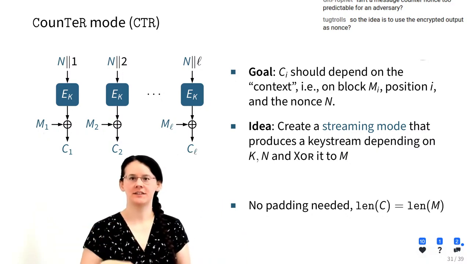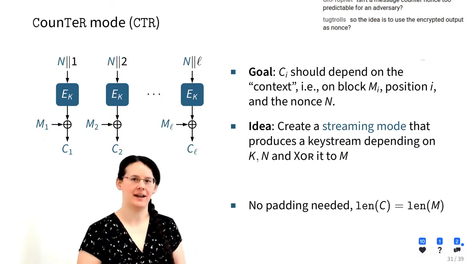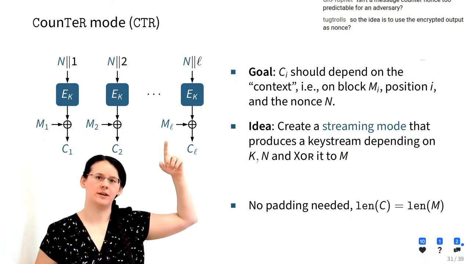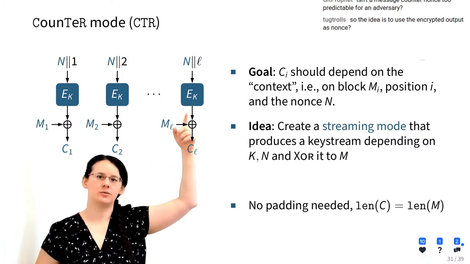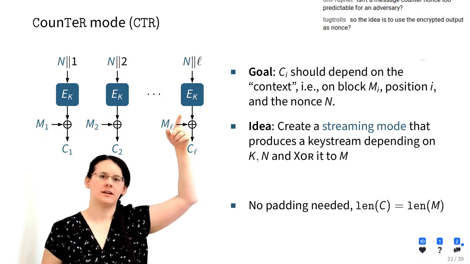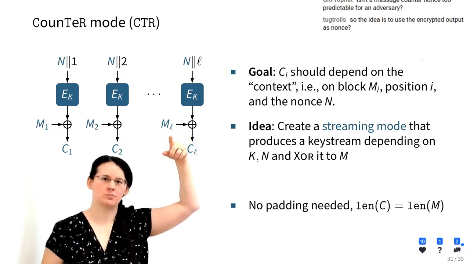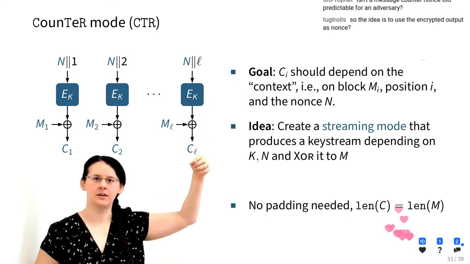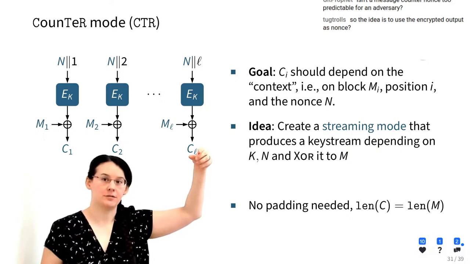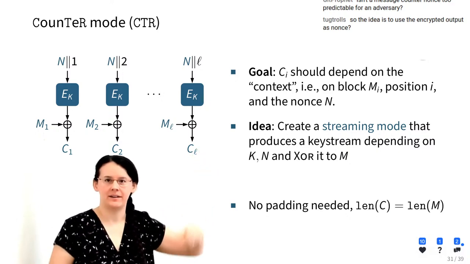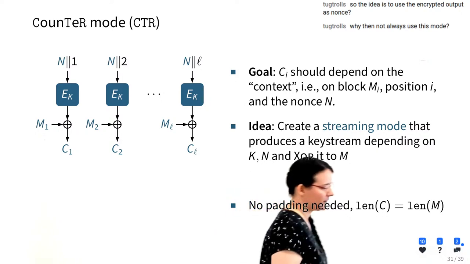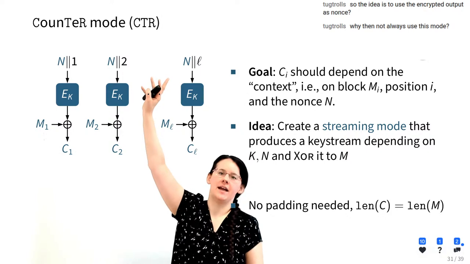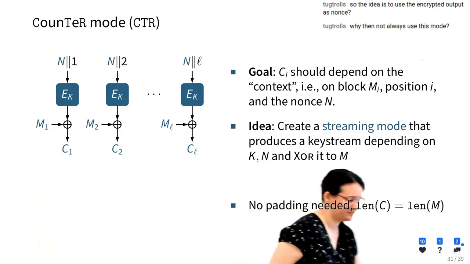Another important advantage is that in this case you actually don't need to pad the message, because in case the last message block is a bit shorter than 128 bits, you simply don't take the entire key stream, but just take as many bits from it as you need. So if the last message block is 5 bits, you just take the first 5 bits produced by the key stream here, and you get the 5-bit ciphertext block, and that's it. So no padding necessary. It's also a bit more robust in the sense that, for example, the nonce doesn't have to be random, it can also be a counter.